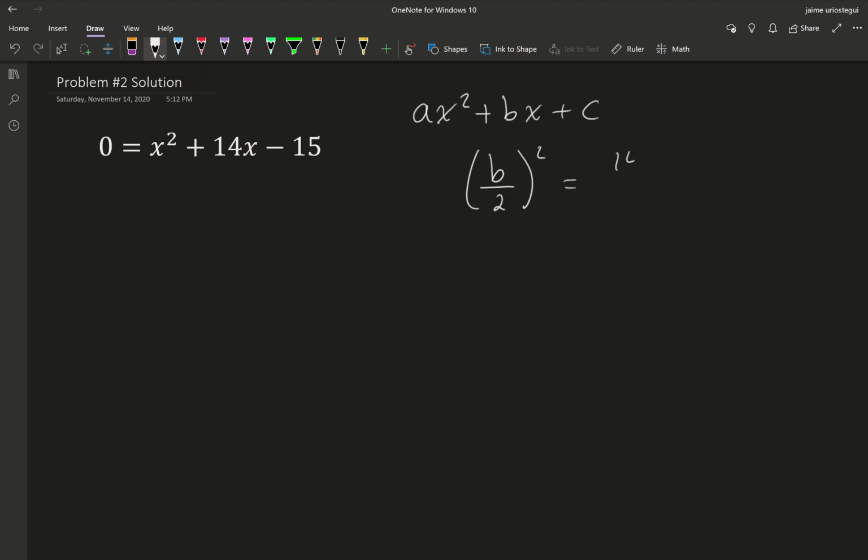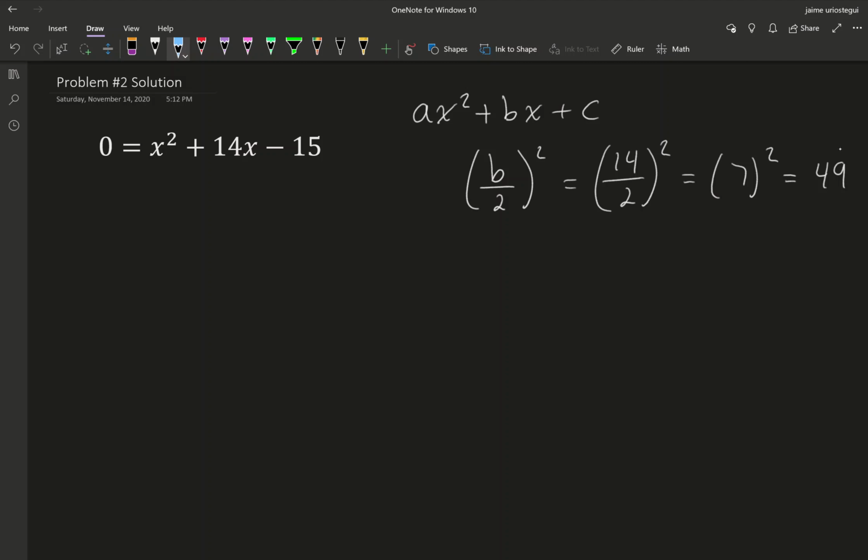So we plug in our b, which is 14, put it over 2 and square it, which gives us 14 divided by 2, which is 7. 7 squared is equal to 49. So 49 is what we're going to be using to complete the square. So we're going to add 49 to both sides.